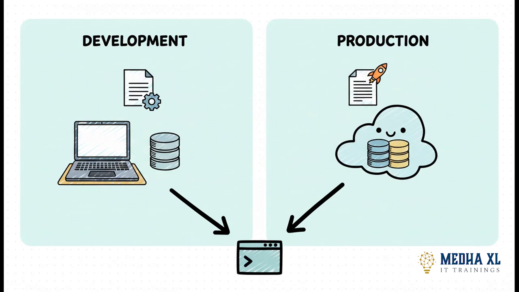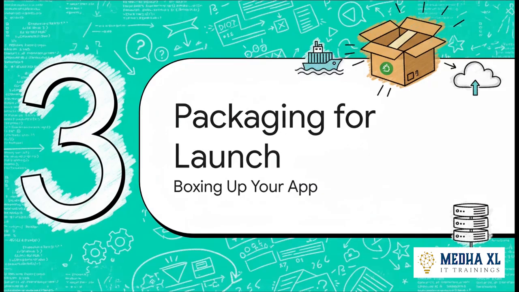For development, we might use a different port and connect to a local dev DB. But for production, we switch to another port and the real live database. And the best part? You just activate the profile you want with a simple flag when you run the app. No code changes needed at all. How flexible is that? Okay, our app is now officially resilient and configured for any environment.